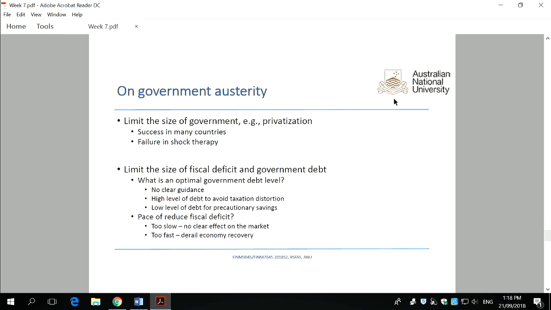Now, on the government austerity, what is its situation? So we said on the role of governmental austerity, there's all kinds of results, right? It has been successful in many countries, but also has failed in many countries. And the largest failure example is Russia's shock therapy. Not only Russia, but a lot of Eastern European countries.